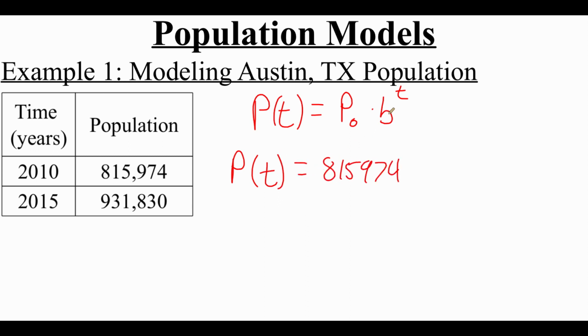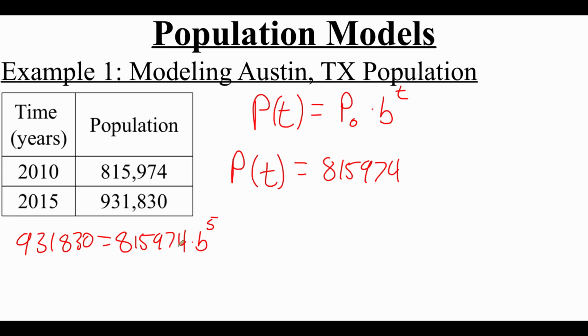But now, I don't know what my b value is, but I do have a way of figuring it out using that second set of data we were given. Where this p of t is, I'm going to fill in that second population, 931,830. This is going to equal our initial population, 815,974, times b to the t. We don't know our b value, but we do know that this new population happened after 5 years have elapsed, so my t value is 5.